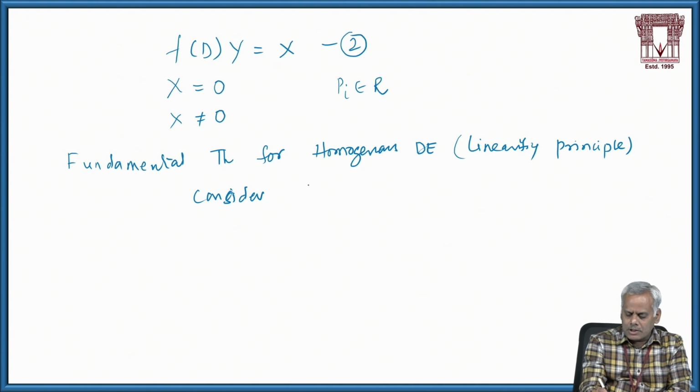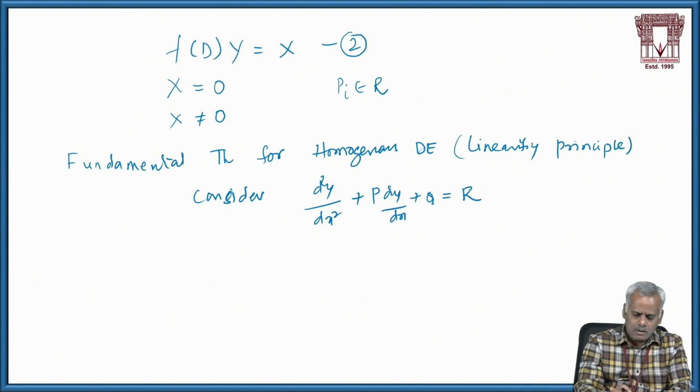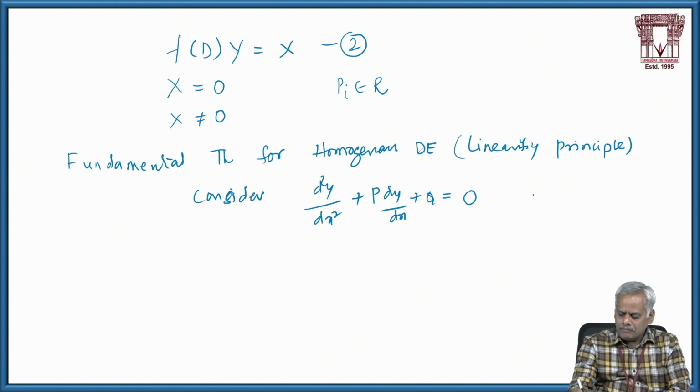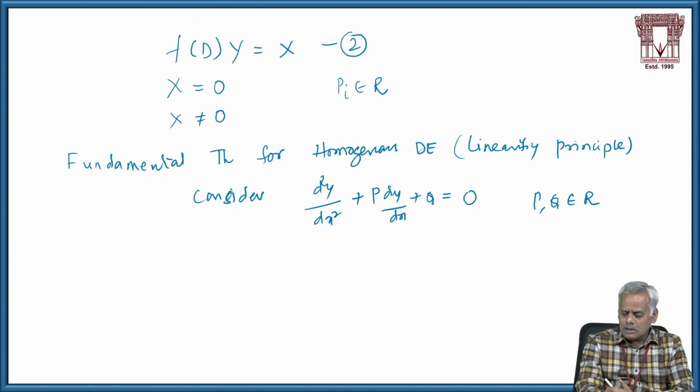Consider a differential equation of the form d square y by dx square plus p dy by dx plus q y is equal to r, where p and q belong to R. So this equation is a second order linear differential equation with constant coefficients, and in particular it is homogeneous because the right hand side capital X is equal to 0.